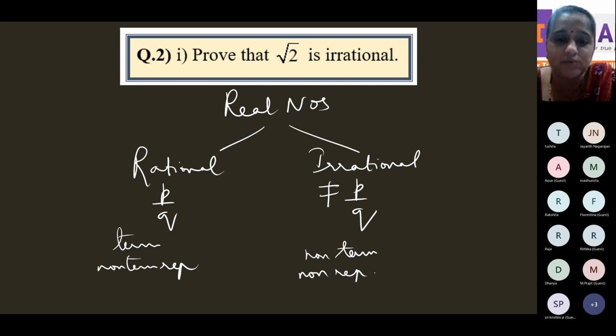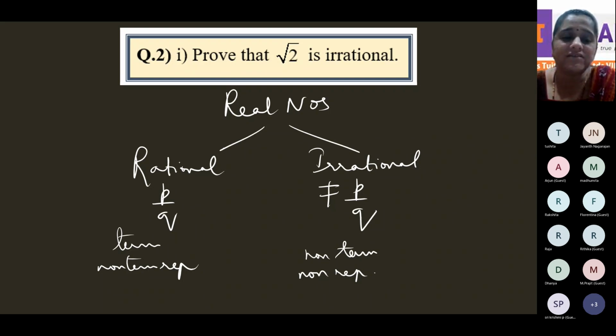Rational numbers and irrational numbers put together are called real numbers. And real numbers are the numbers that exist. There are numbers also called imaginary numbers, which you will be learning after 10th standard. So our study is restricted till standard 10. Our study is restricted to real numbers, that is, numbers that exist.